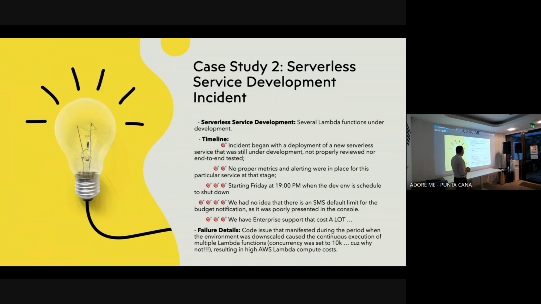And yeah, imagine that SMS has a default limit, and that is $1. And it's not very well presented by AWS, so you don't know about it. It's just there, a limit. Okay. But we have enterprise support that costs a lot, so it's a lot. Yeah. The code issue I already presented to you. The best part is that the concurrency was set to 10,000 Lambdas, which means you can run 10,000 Lambdas in parallel, because why not? You just want to see.